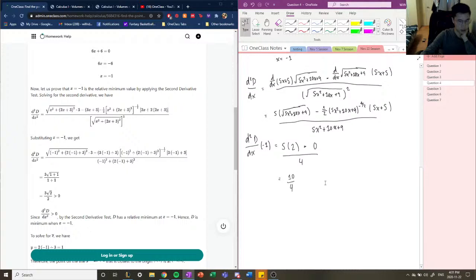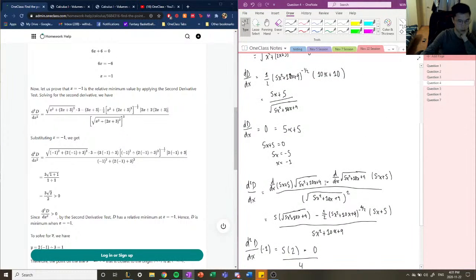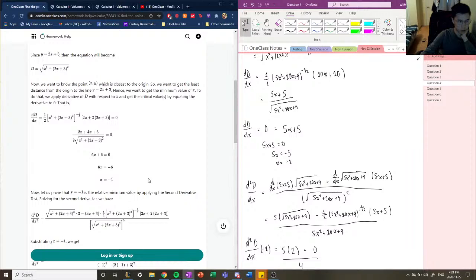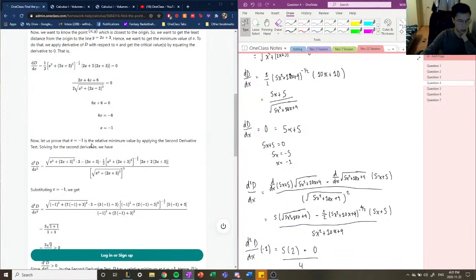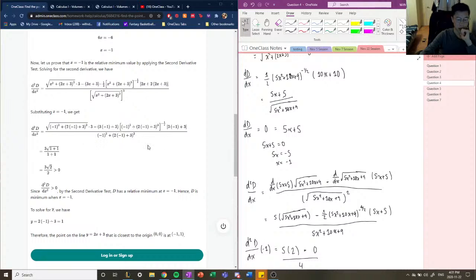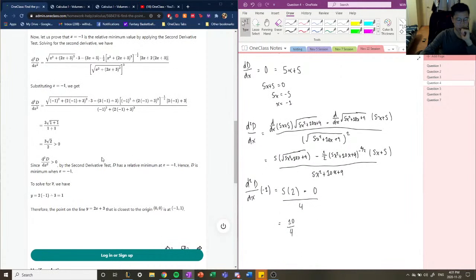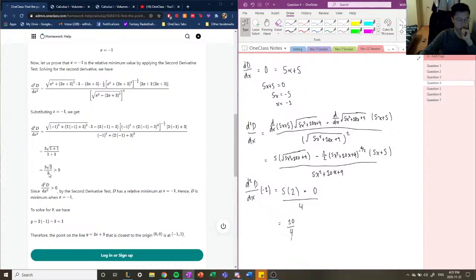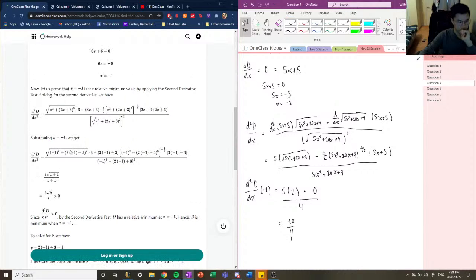Let me just see what I did wrong here. 4x squared, 10x, 9, 5x squared. 6x plus 6. Okay, so I need to check this person's math, the junior tutor's math, but we got two different numbers here. They got 3 times root 2 over 2 is greater than 0, and I got 10 over 4. So I'll need to check this person's math here.